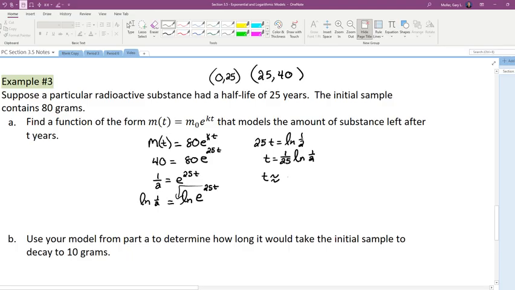So I get negative 0.027725. I'll go to 7, I guess 8. All right. So then the model in question would be m of t equals 80 e to the negative 0.027725 t power.